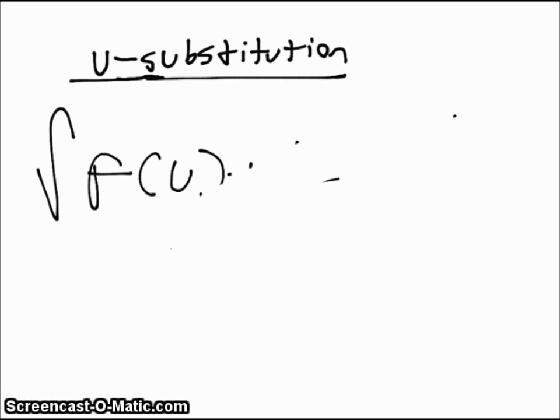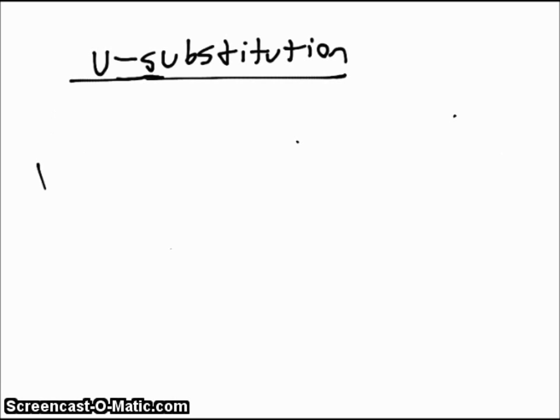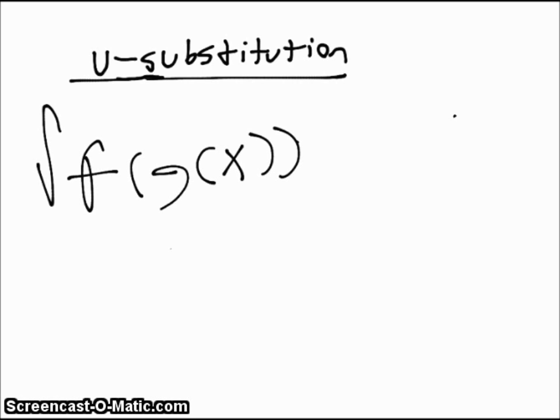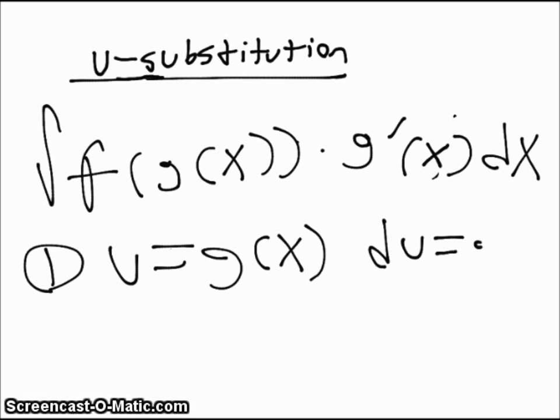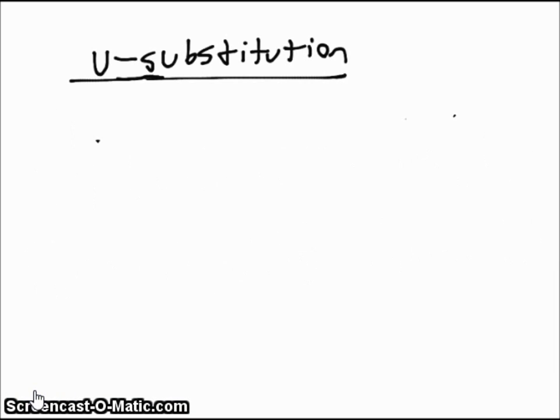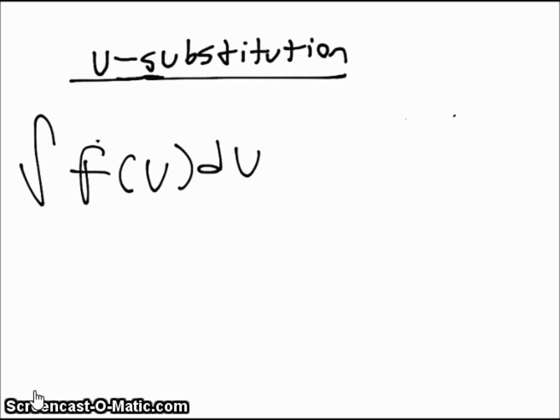To explain the u substitution part, we'll use the integral of f of g of x times g prime of x dx. We'll show the first step of u substitution, which is you're going to name u, which here is going to be g of x, and du, which is going to be g prime of x dx. Once you have that, integrate with respect to u, like this. That's step 2, integrating with respect to u.